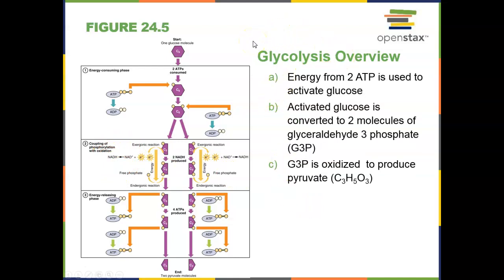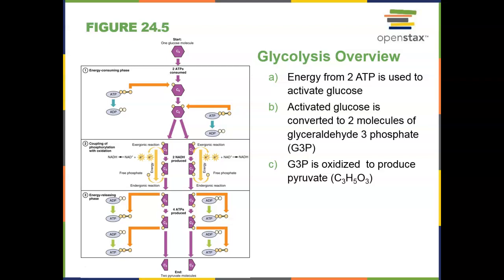So for glycolysis to start, we have to first have an input of energy. Just like if you need energy in your body, you have to eat food, which takes energy to chew it, to absorb it, to digest it. It takes energy to break glucose into ATP.